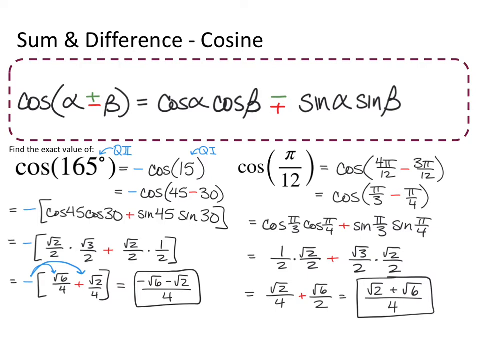Now cosine is a little bit different. A couple things to notice about cosine. First of all, the cosines are together instead of separated like they were in the sines. And I wrote these specifically opposite on purpose. If you're adding, like having the sum of angles, you're actually subtracting these values. And if you're subtracting cosine, you'll actually be adding. So make sure you notice that those are opposites.